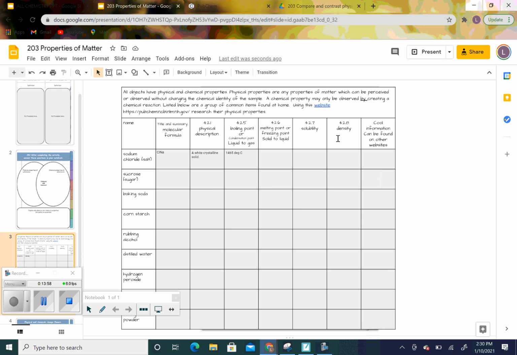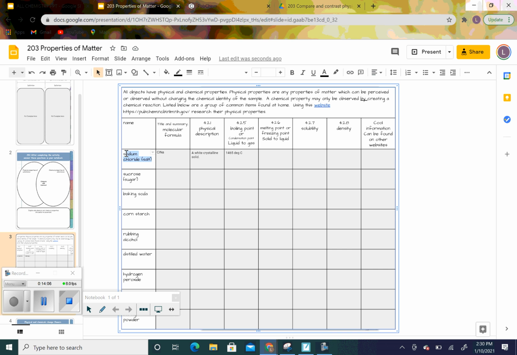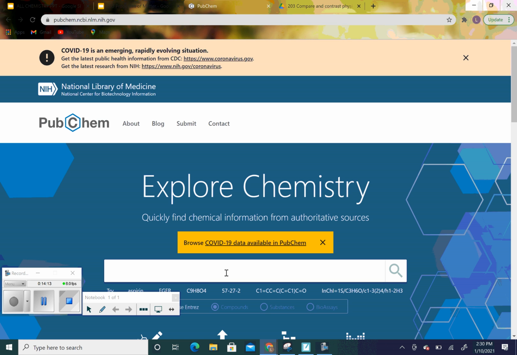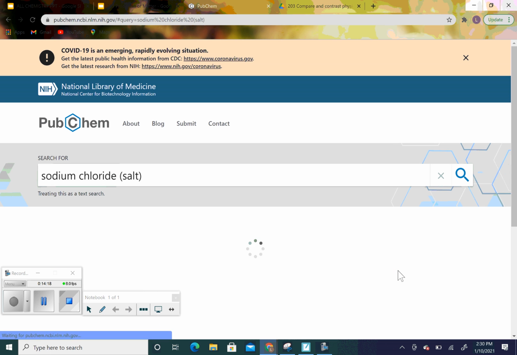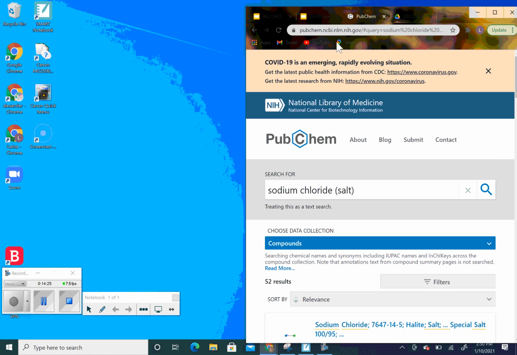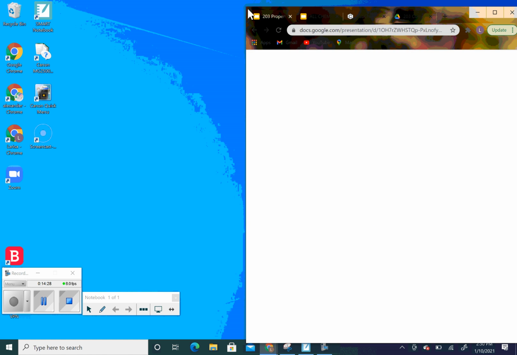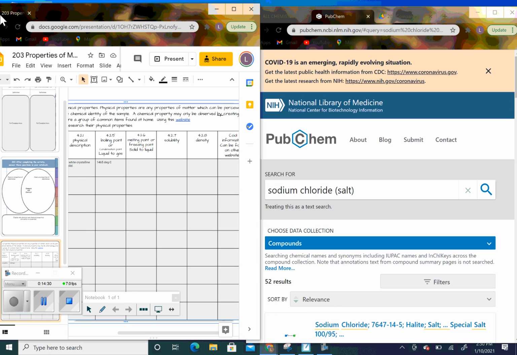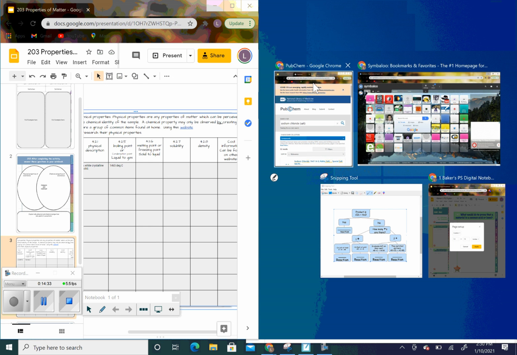The third thing you are going to do is go to this website. You are going to copy the chemical, Control C. You are going to go to this website. You're going to click here and Control V and push Enter. Okay? You are going to split the screen like this. You're going to pull your activity right like that.